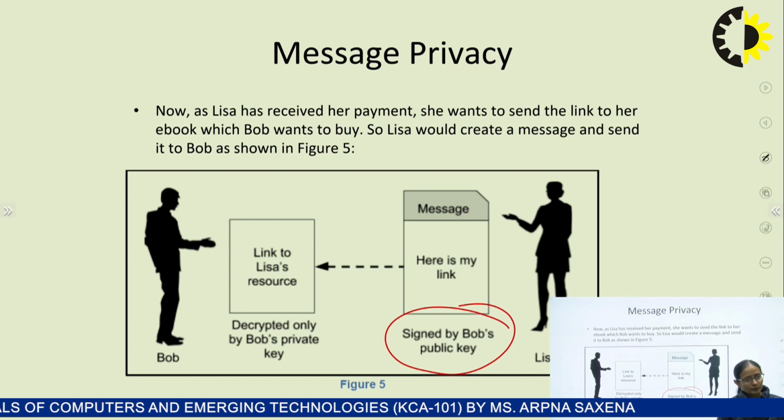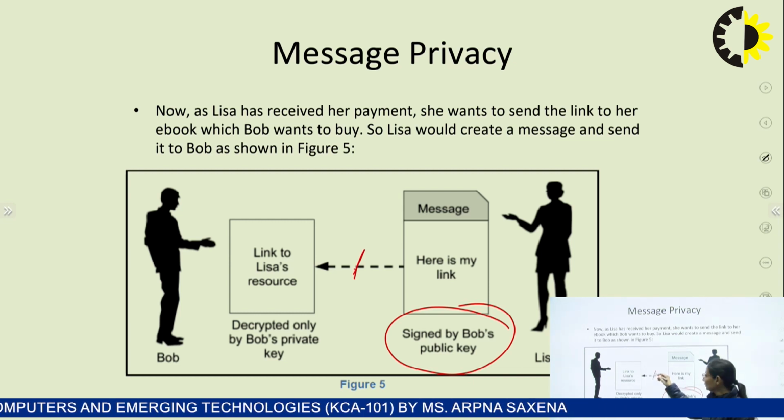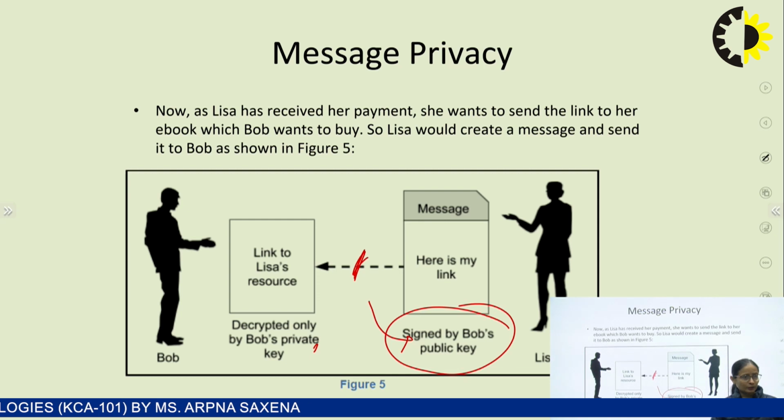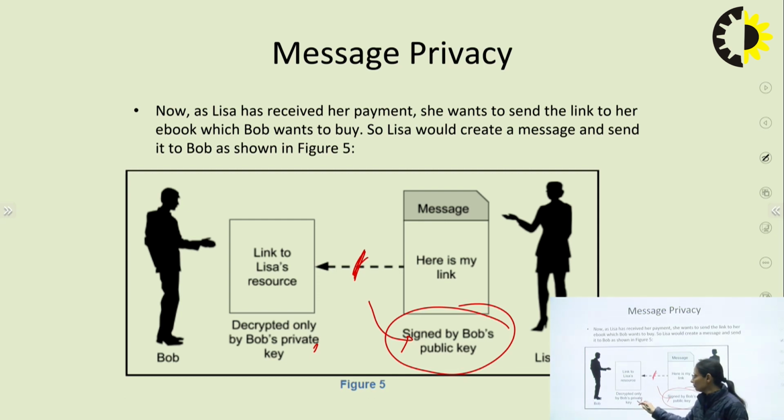Now if a person is sitting in between, he will receive the message which is signed with the public key. To get the exact link, he should have the private key of Bob. But this private key is with Bob himself. So when Bob receives Lisa's link of the resource, he will decrypt the message using his private key.